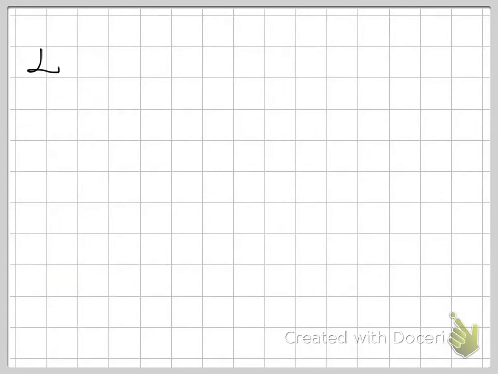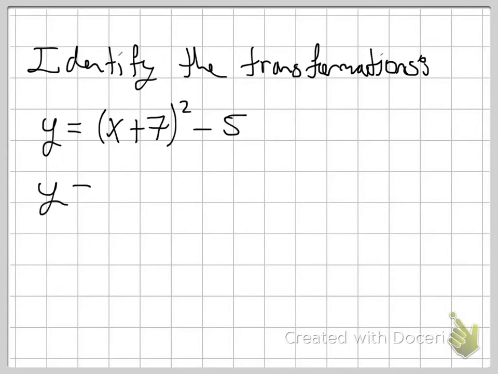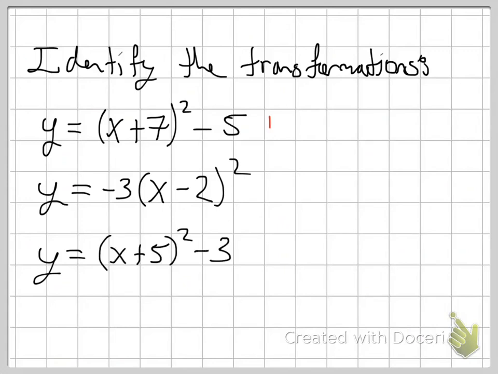Okay. Now the last thing to do is identify the transformation. So I'm just going to give you a couple of parabolas, and you just need to identify the transformations. So if you want to pause the video and try to identify the transformations, this would be vertical, horizontal shifts, reflections, stretches, or shrinks.